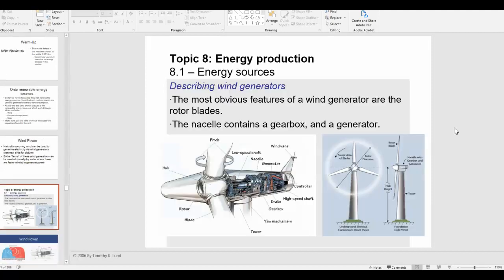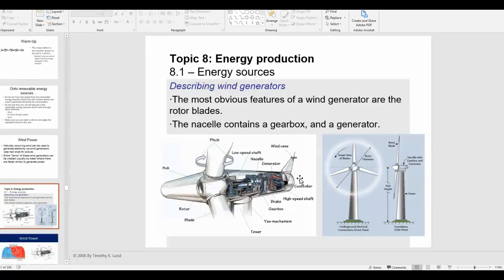Okay, this is kind of what it looks like. Of course, you've got the blades that you can see spin around, and then at the back you have a box that has the gearbox, as you can see, and the generator inside, where that wire is spinning through that magnetic field. Okay, and so that's basically what a wind generator looks like.